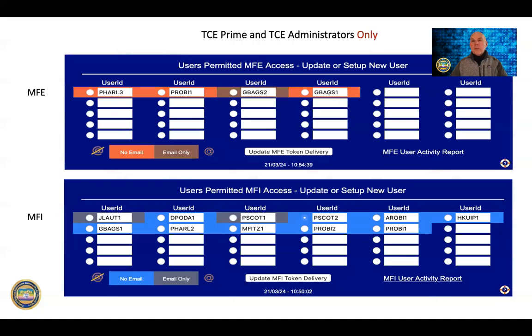Now, the panels that we're going to be focusing on today are these two. The one at the top is for MFE, and the one at the bottom is for MFI. And you can see highlighted here the two options: no mail, email, with some little icons associated with them. Here you can see user IDs, and from here we can define new users if we want to by selecting a blank opening, putting in the appropriate user ID, and then continuing on. So this is our basic story.